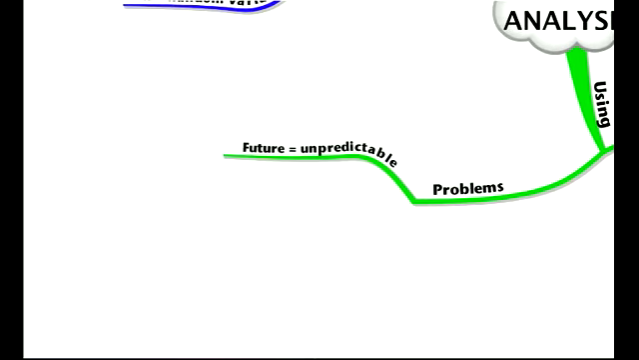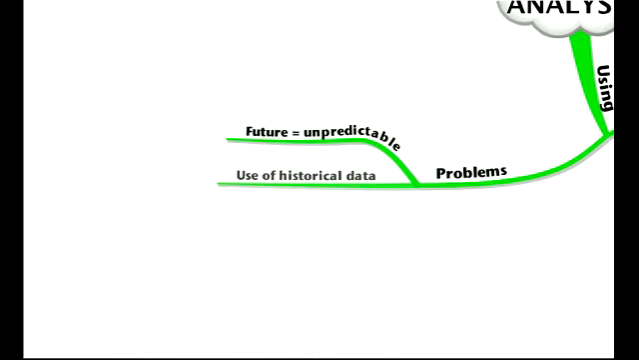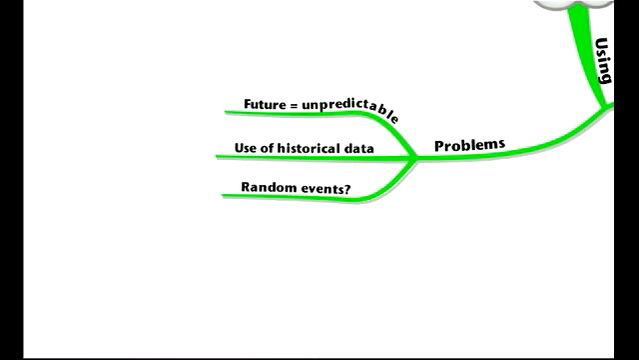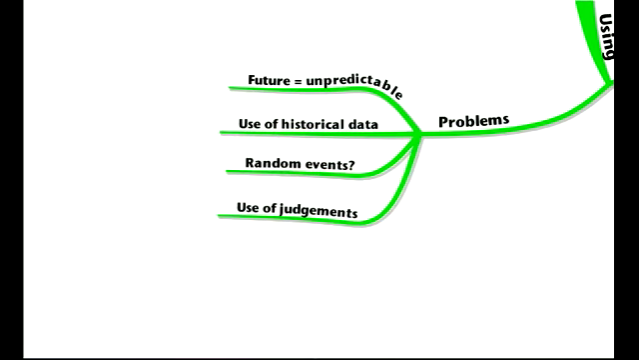The problems we might have, well, the future's unpredictable, so forecasting anything can be difficult. Remember that you're using historical data, which may not necessarily be a reflection of the future. And we have ignored those random events. So if you think of the financial crisis at the minute, no one predicted that, but it's having a massive effect. Any predictions that you'd have made before then wouldn't be accurate now. And also any predictions involve the use of judgments.